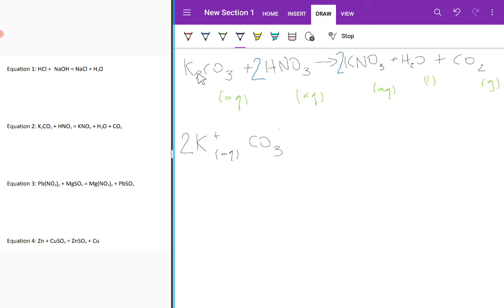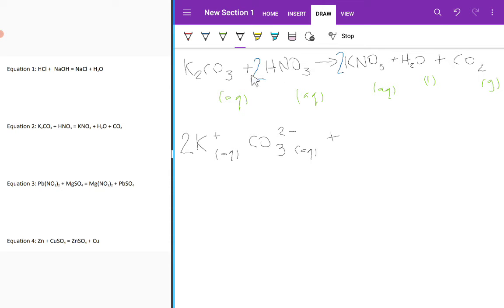You have your carbonate ion. Also, please do not change the formulas of the ions. Please don't do this. What you're doing is altering the formula for the ions, and we're not supposed to do that. So we have one carbonate ion in aqueous solution.